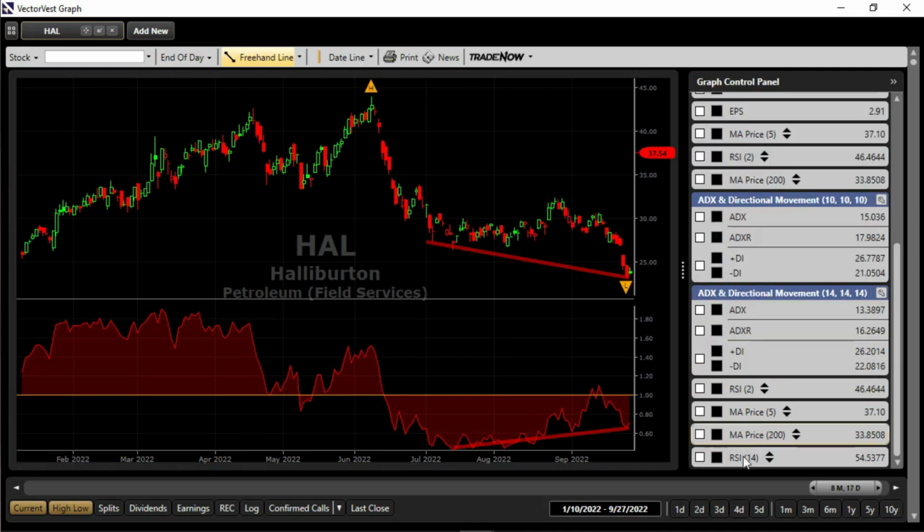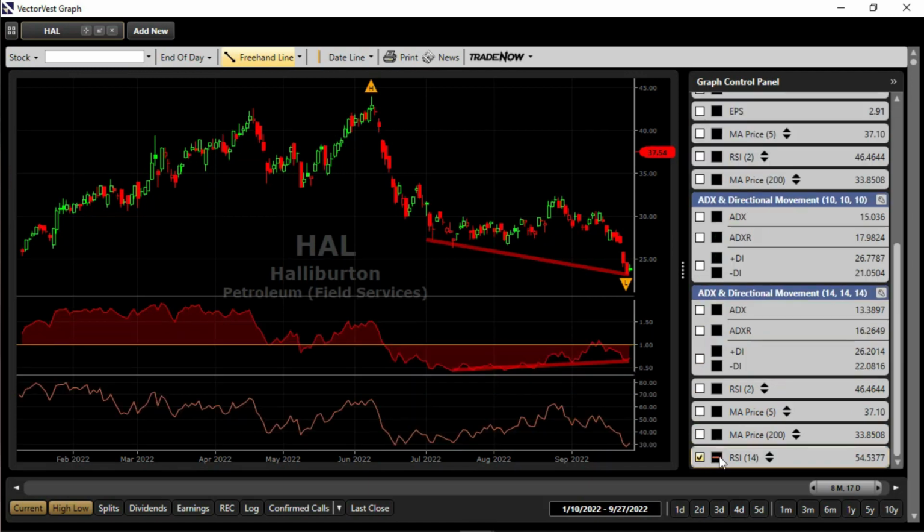So I'm going to go here and add an indicator called Relative Strength Index, RSI, 14-period RSI, industry standard. When the indicator is below 30, that's considered oversold. When the indicator is above 70, that's considered overbought. So right at the end of September here, Relative Strength Index was below 30, the price of the stock hitting a new low.